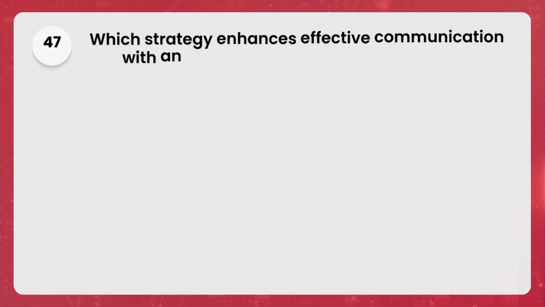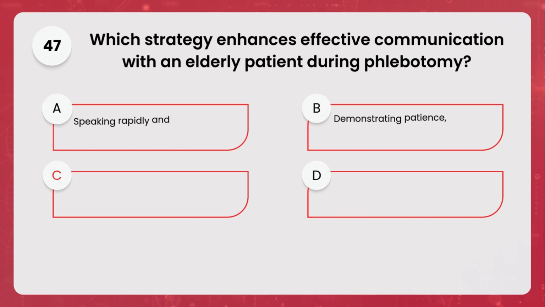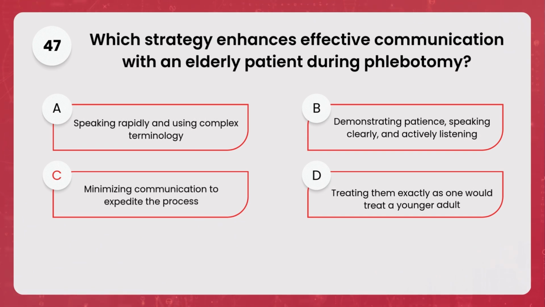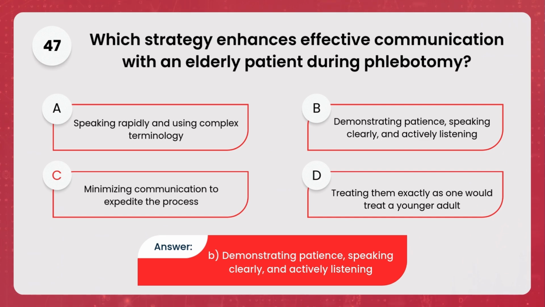Number 47. Which strategy enhances effective communication with an elderly patient during phlebotomy? A. Speaking rapidly and using complex terminology. B. Demonstrating patience, speaking clearly, and active listening. C. Minimizing communication to expedite the process. D. Treating them exactly as one would treat a younger adult. The answer is B. Demonstrating patience, speaking clearly, and active listening.